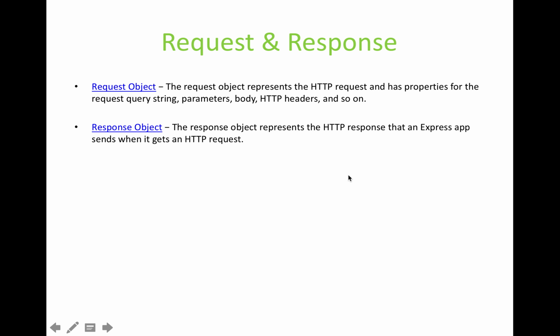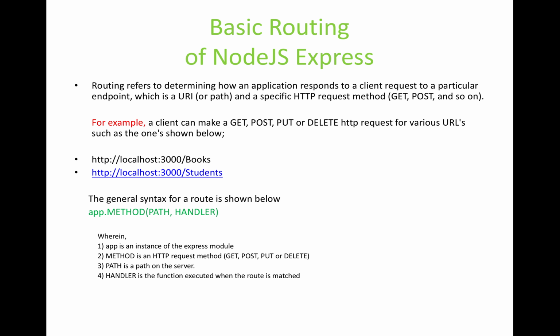Request and response. Request object: the request object represents the HTTP request and has properties for the request query string, parameters, body, HTTP headers, and so on. Response object: the response object represents the HTTP response that an Express app sends when it gets an HTTP request.